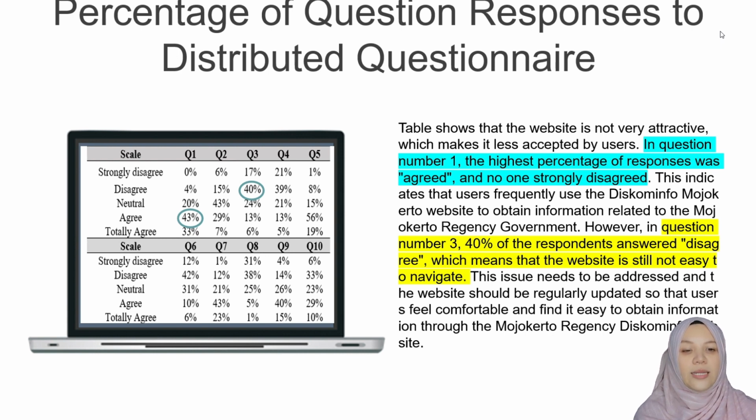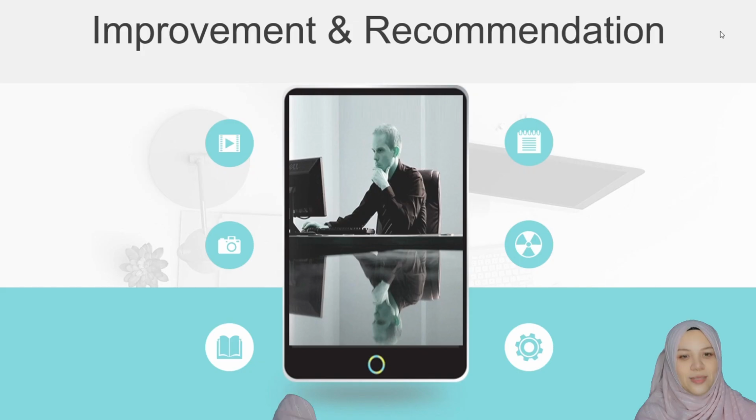And for the percentage of responses to the distributed questionnaire, you can see the green circles there. In question number 1, the highest percentage of responses was agree and no one strongly disagreed. This indicates the users frequently use the Diskominfo Mojokerto website to obtain information related to Mojokerto Regency. In question number 3, 40% of the respondents answered disagree, so it means the website is not easy to navigate. This issue needs to be addressed and the website should be regularly updated so that users feel comfortable and find it easy to obtain information through the website.